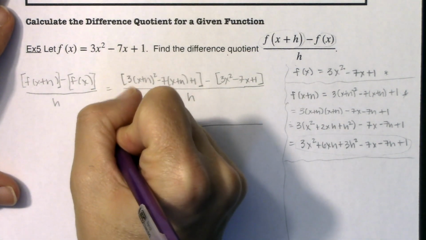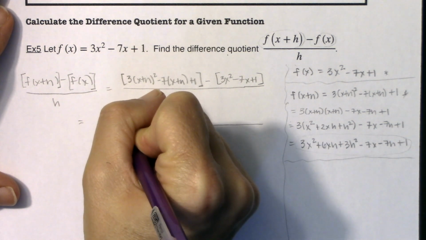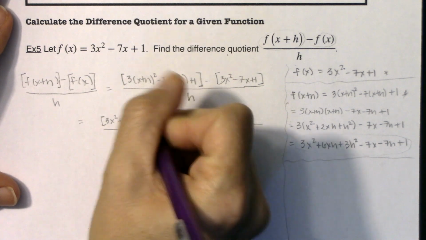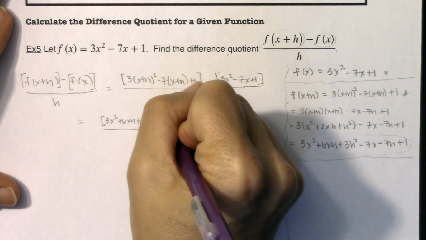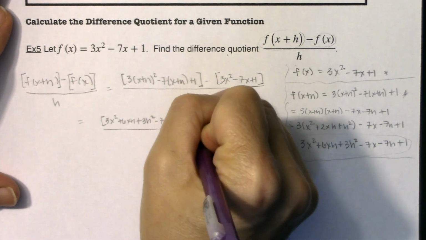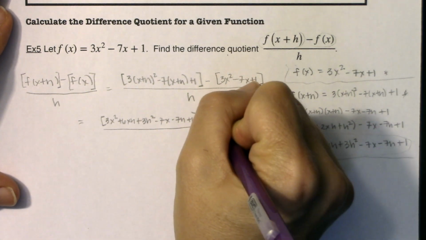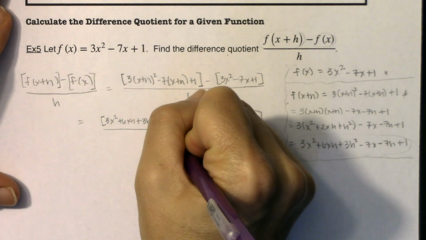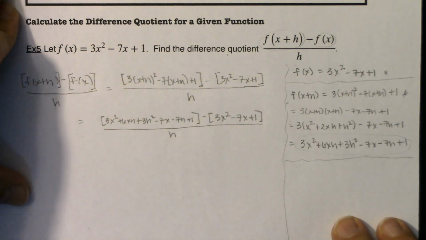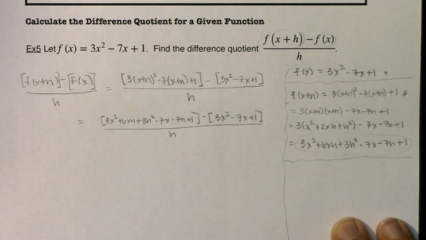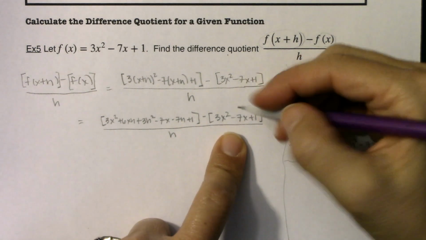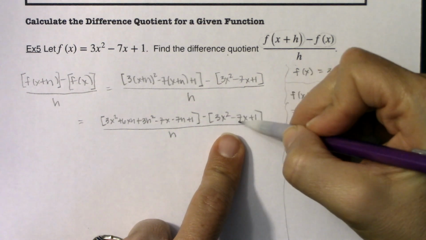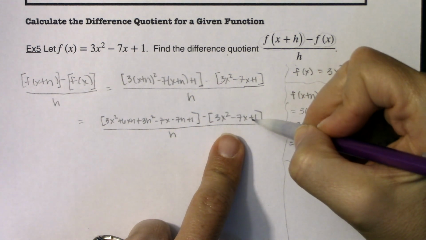So this is going to be 3x squared plus 6xh plus 3h squared minus 7x minus 7h plus 1, minus 3x squared minus 7x plus 1, all over h. Okay, so in a moment, I'm going to drop the brackets and distribute this negative. So ultimately on this back end here, I'm going to have minus 3x squared plus 7x minus 1.